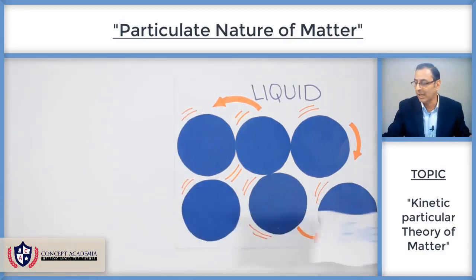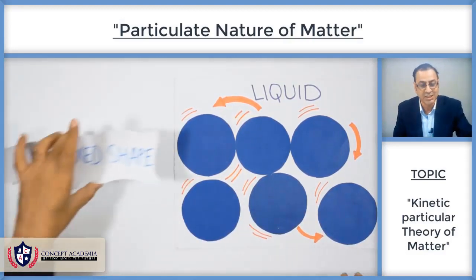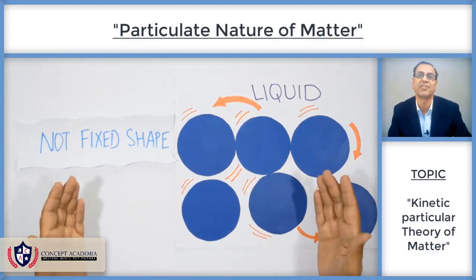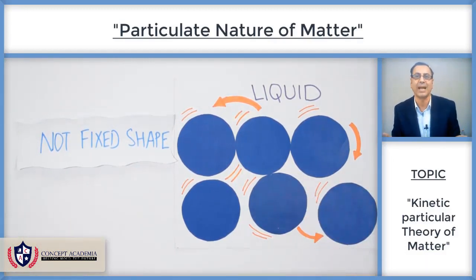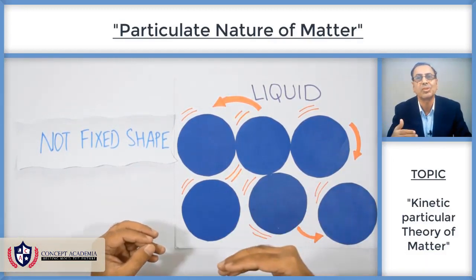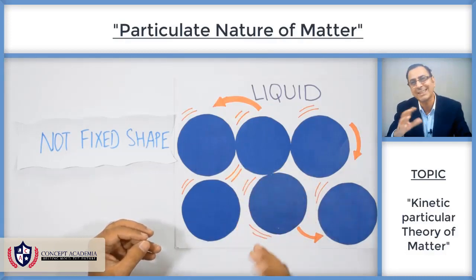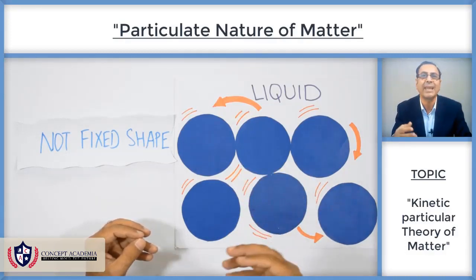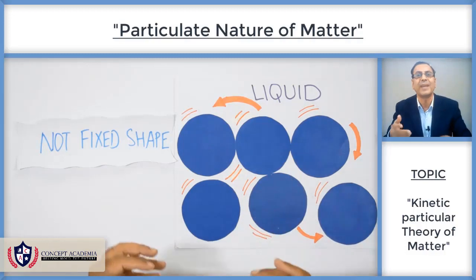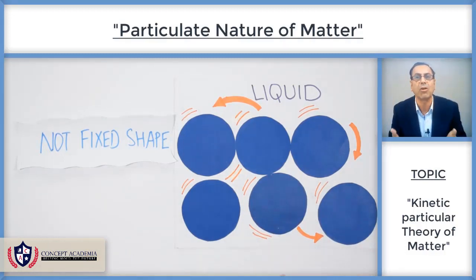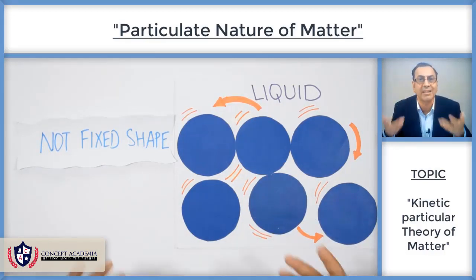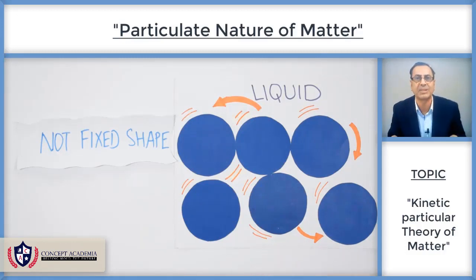And they do not have a fixed shape. Why don't they have a fixed shape? The reason is that they can show slight movement. With that slight movement, they can change their shape according to the shape of the container. They can adapt themselves according to the container in which we place them.